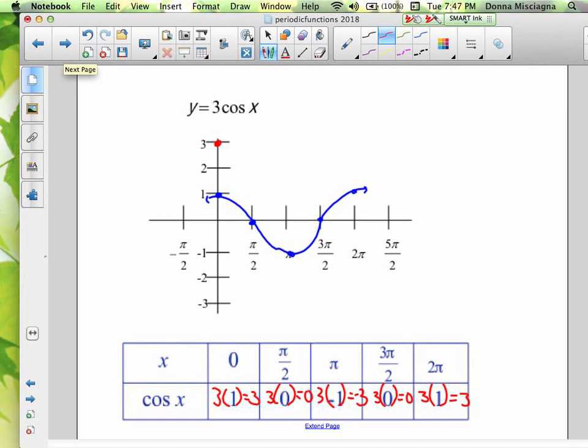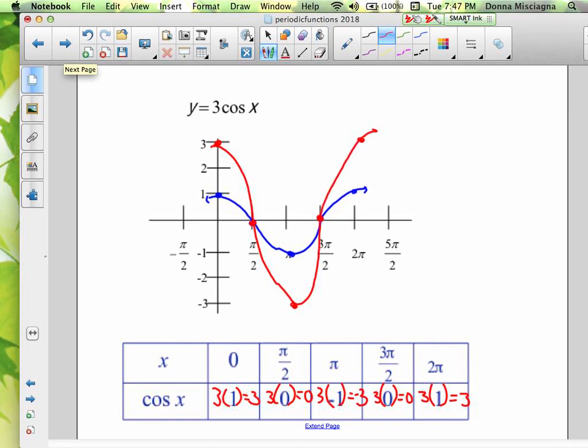So that will still be 0. Instead of (pi, -1), it's going to be (pi, -3). 3 pi halves won't change. That'll still be 0. And 2 pi will now be at 3. So now you can see our graph has been vertically stretched. It's 3 times as much.